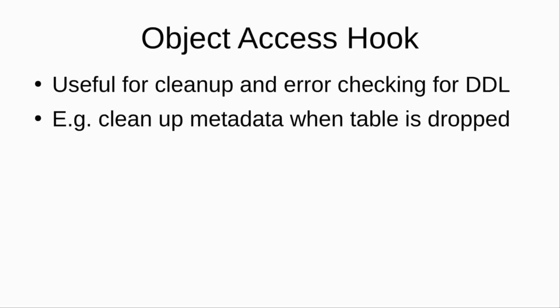Object access hooks. We use these in Columnar to clean up metadata when a table is dropped. So when a table is dropped in ordinary Postgres, it's already got its built-in cleanup operations that need to happen. But for Columnar, we additionally needed to clear the metadata, and we're using the object access hooks to do that.